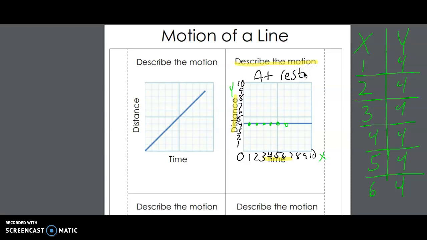That's what you need to be jotting on your paper under the little door flap. At rest. At rest.